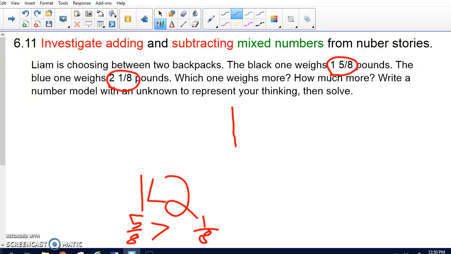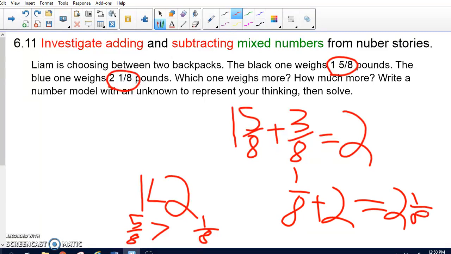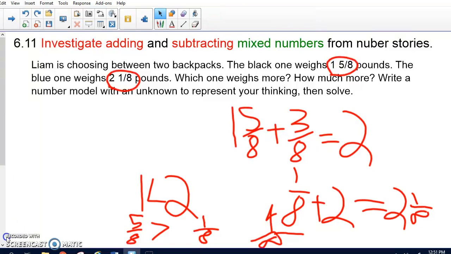1 5/8 plus 3/8 equals 2. But you have to add 1/8 to 2. And that is 2 1/8. And then you add 3/8 plus 1/8 equals 4/8. Yay. So he used addition. He counted up to solve the problem.